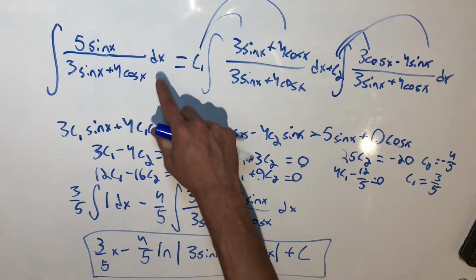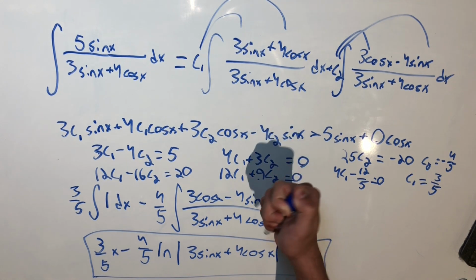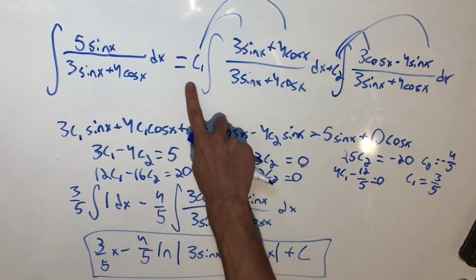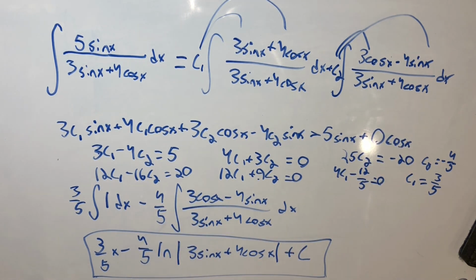Now to recap, if we had some other numerator such as 8 sine x minus 6 cosine x, we could do the same operations, we just get different constants. So using this strategy, we can integrate anything of this form to end up with this as our final answer.